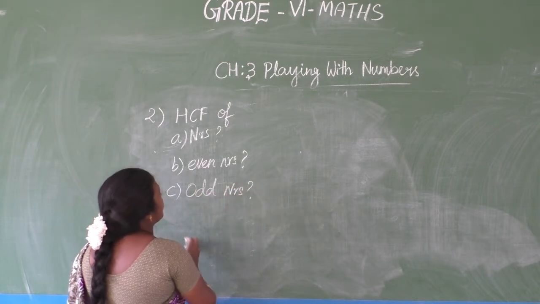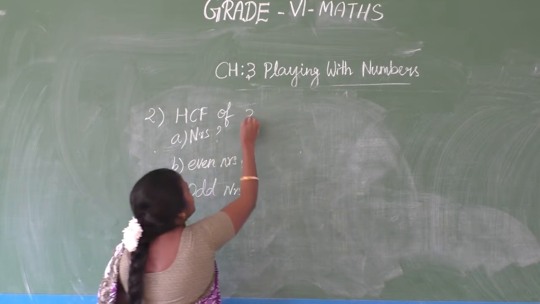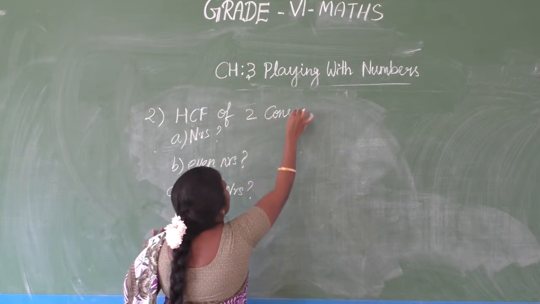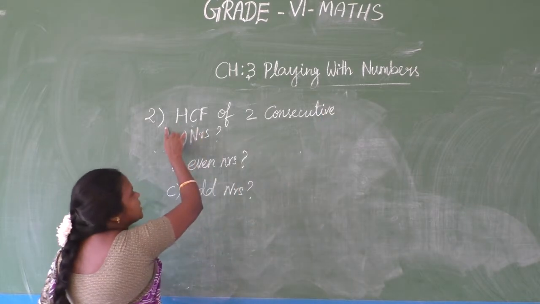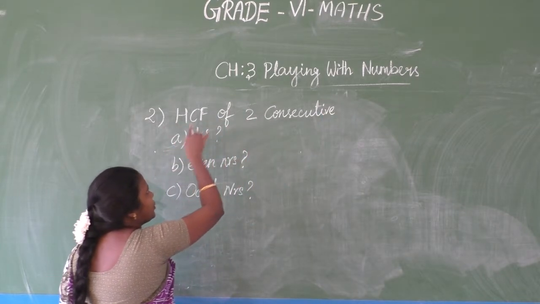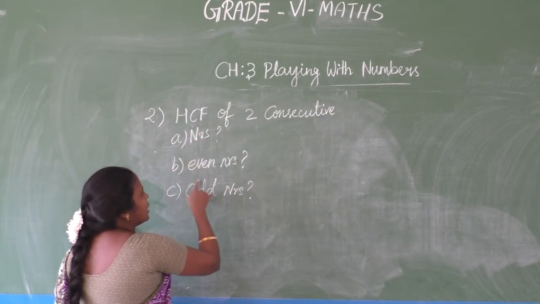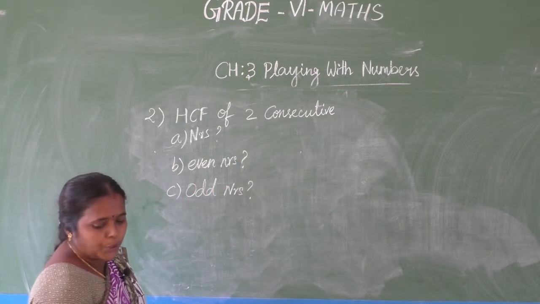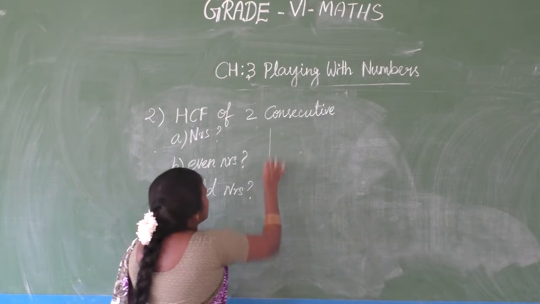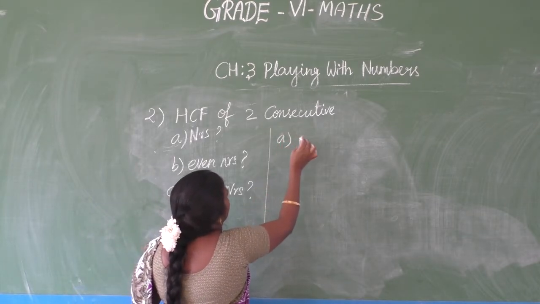What is the HCF of 2 consecutive numbers, 2 consecutive even numbers, 2 consecutive odd numbers? This is the second section. What to do? Say first, a question I am taking.